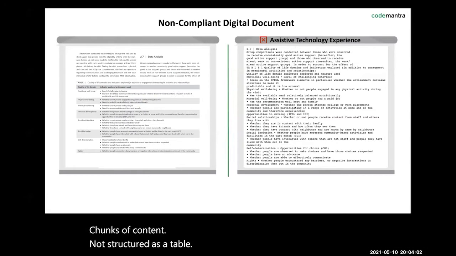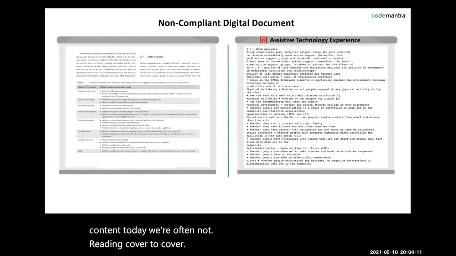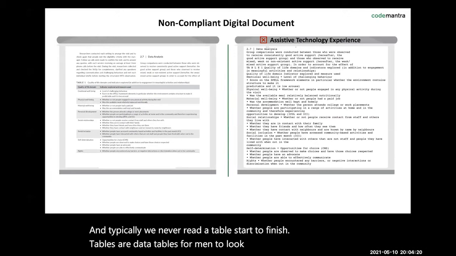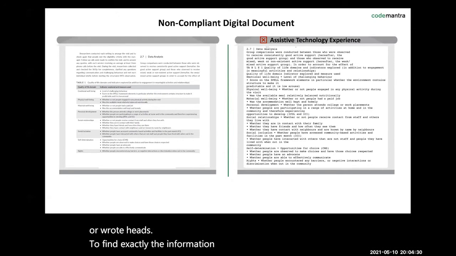And if we take a moment and think about how we consume content today, we're often not reading cover to cover. And typically we never read a table start to finish. Tables are data tables. We're meant to look for certain data or information within that table. And we use things like column heads or row heads to find exactly the information we're seeking. So in this assistive technology experience, that's virtually impossible.